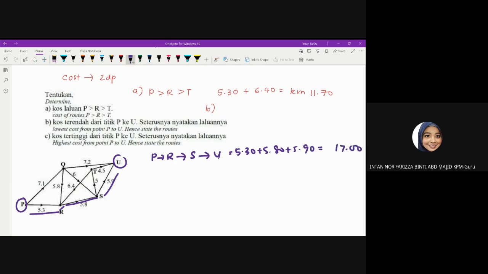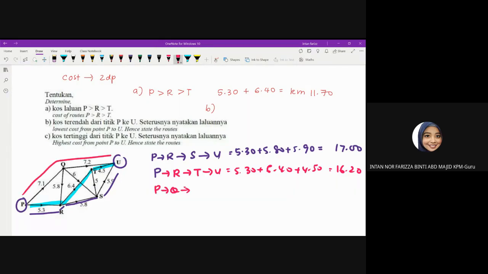Okay, let's check another option. Lowest cost, it might be another route. Contohnya, it can be PRTU. Can you see that? PRTU. Follow the arrow, girls. If you didn't follow the arrow, that is wrong. PRTU. So it is 5.30 plus 6.40 plus 4.50. You get 16.20. The last one. Maybe we can take the one outside, you see? PQU. So it is the summation of 7.10 plus 7.20, total of 14.30.